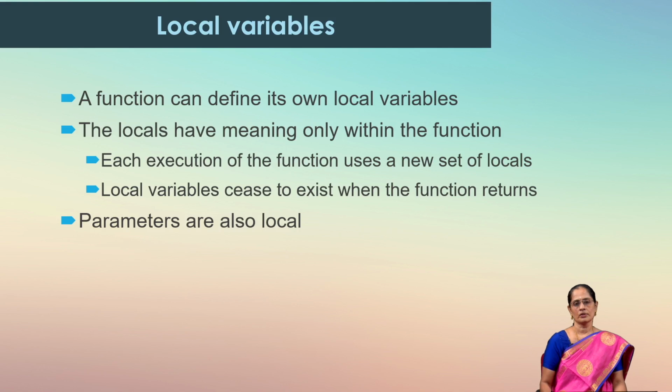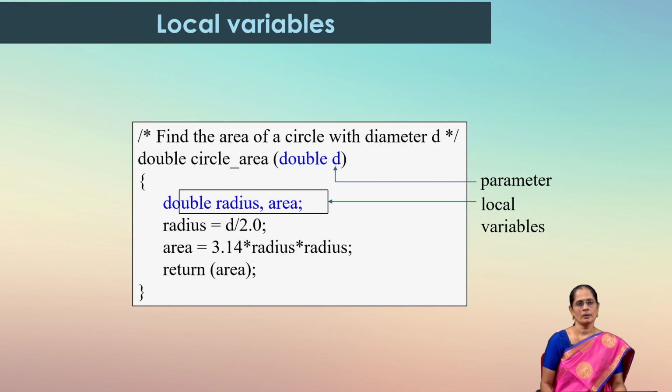So, each execution of the function uses a new set of locals. Local variables are ceased, or closed, when it exits the function. All the parameters are local variables only. It means that a formal parameter d has a scope that lies only within the function. When we want to use it in other functions, we are supposed to use it in a different way. The scope can't be carried over to the other functions.